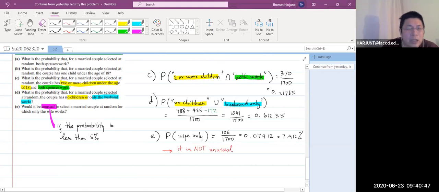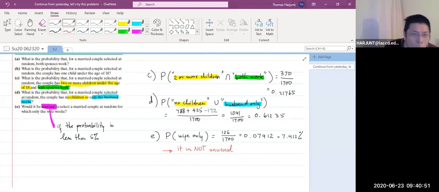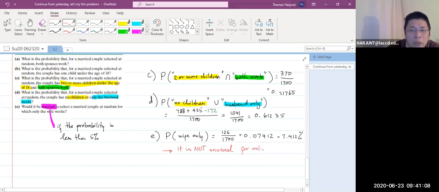Of course, we have more cases where only the husband works or both of them work, right? But we cannot say it is unusual for only the wife to work. Okay, it's not unusual for only the wife to work.